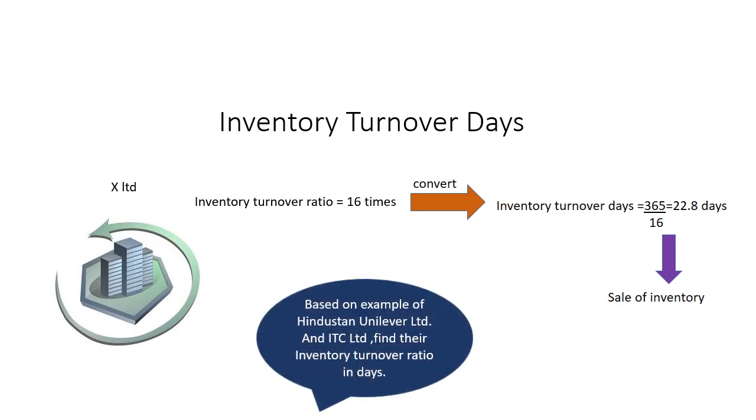Sometimes companies tell their inventory turnover ratio in the form of days. We saw that X Limited had inventory turnover ratio of 16 times. So if we have to convert it into number of days, we are going to divide 365, which is number of days in a year, by the inventory turnover ratio of any business. So in this case it's X Limited. So we will divide 365 by 16 and we will get the answer as 22.8, which means that X Limited took 22.8 days to convert its products into sale.